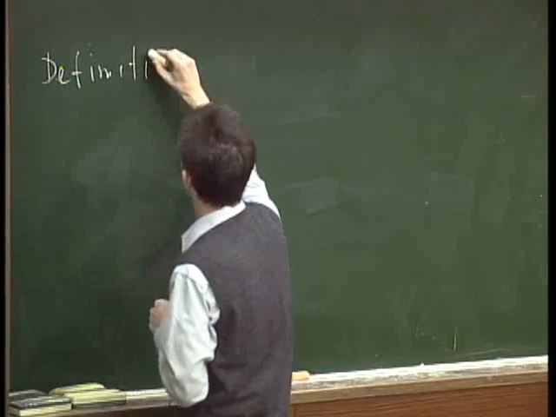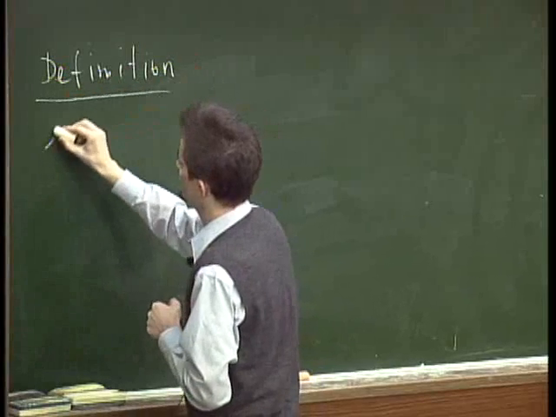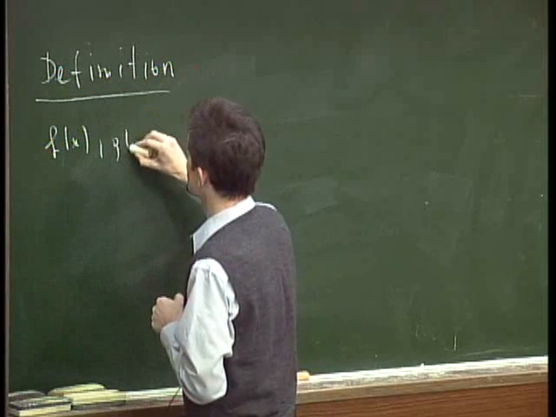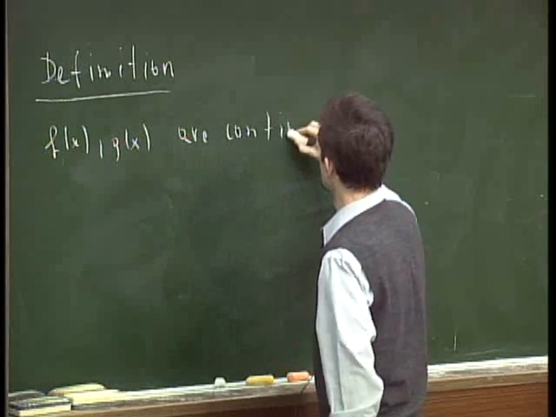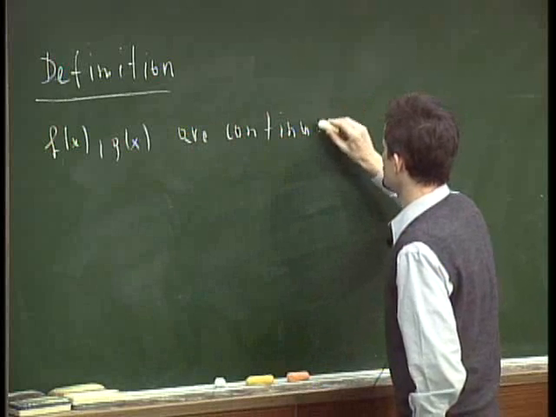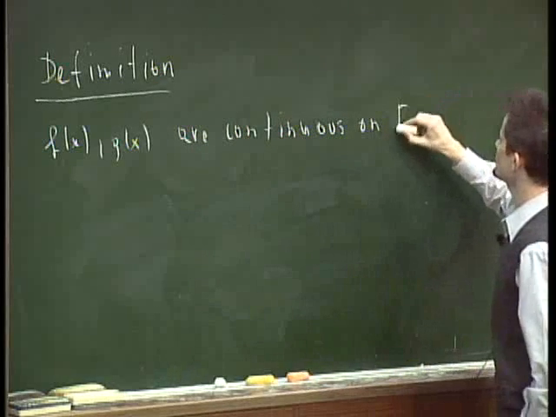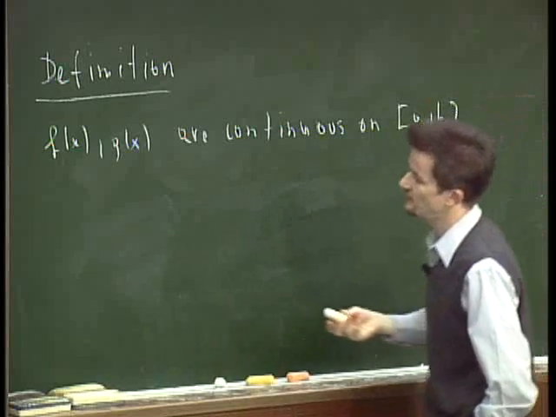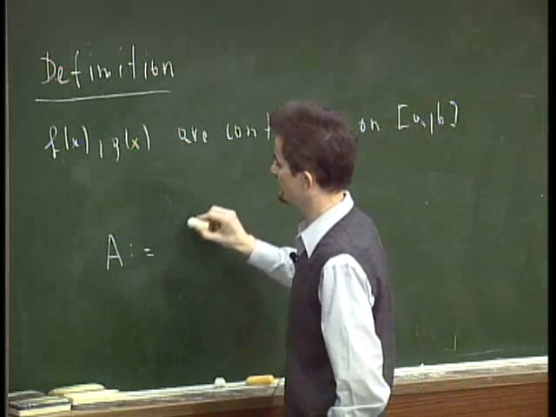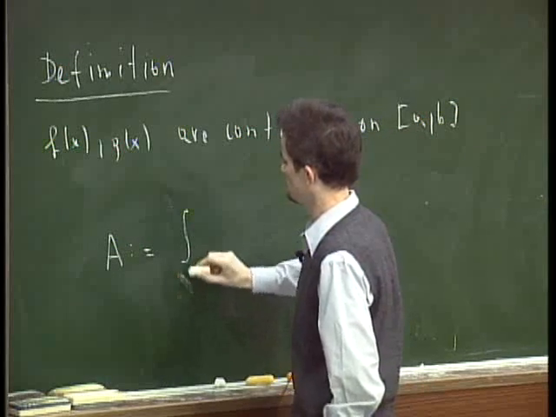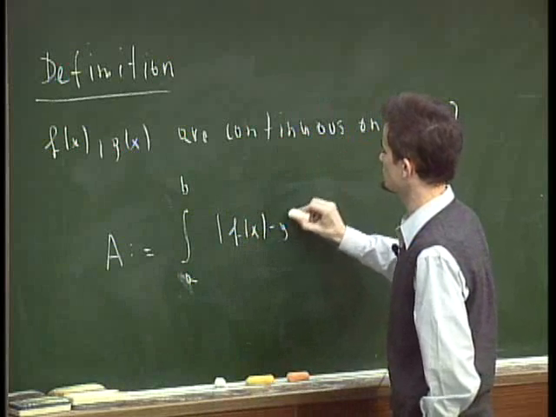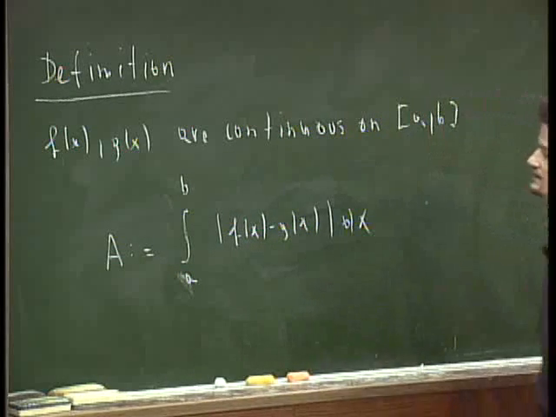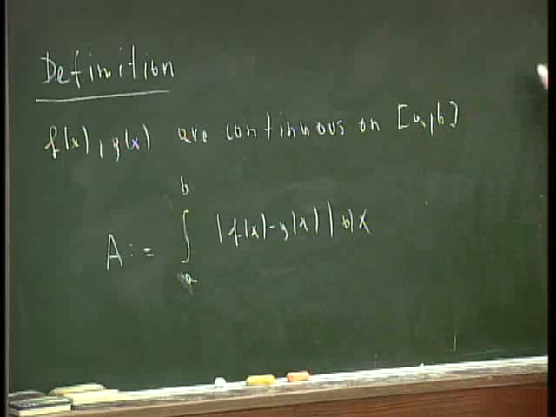So maybe let's write this definition again. Okay, so if we have two functions f of x and g of x which are continuous on an interval [a, b], then we define the area between them. So this is a definition as the integral from a to b of the absolute value of f of x minus g of x dx. So last time we saw already an example.